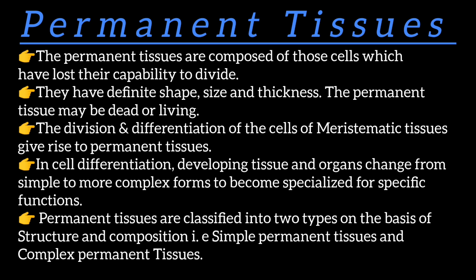In cell differentiation, the developing tissue and organ change from simple to more complex form to become specialized for a specific function. Permanent tissues are classified into two types on the basis of structure and composition: one is simple permanent tissue and the second is complex permanent tissue.